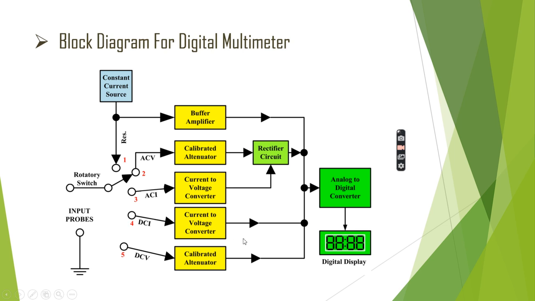When we connect an unknown DC voltage across input probes, when we keep the rotary switch on position 5, the voltage is attenuated if it is above the selected range and then directly fed to AD converter to get the digital display in volts.